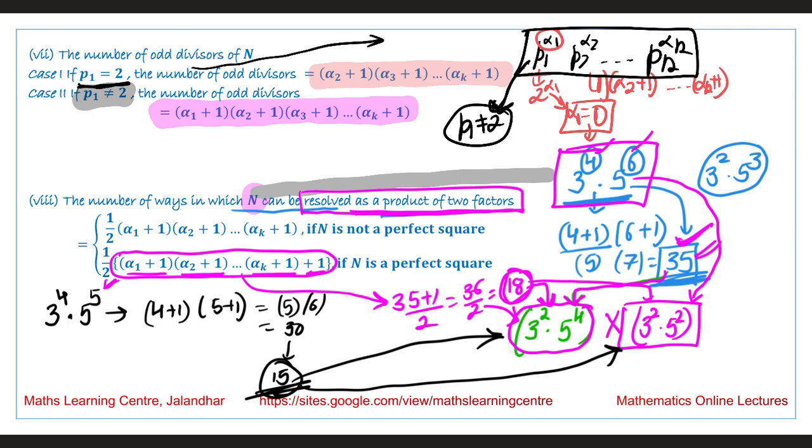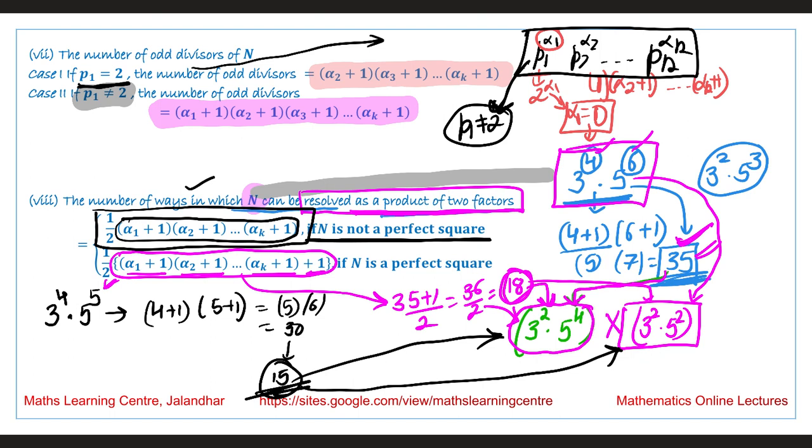So if n is not a perfect square, then the number of ways in which it can be resolved as a product of two factors is 1 by 2 into the total number of divisors that the number has.